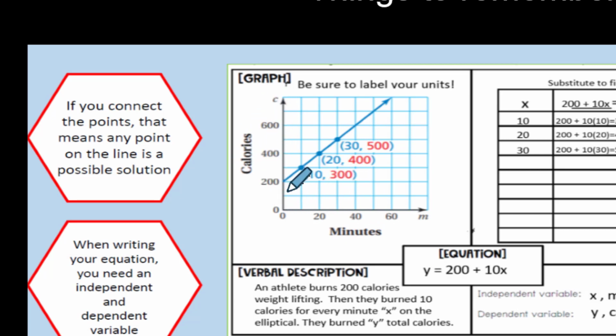Yes, it is, because the athlete doesn't just work out for 10 minutes, then teleport to 20 minutes, then teleport to 30 minutes. They're going to continue working out 10, 11, 12, 11 and a half, 12 and a half. So having that line is going to demonstrate to your reader that any point on that line is a solution. I could even come right here, and from this point on the line I could create an ordered pair that, when substituted in, would make a solution for that equation because it falls on the line.